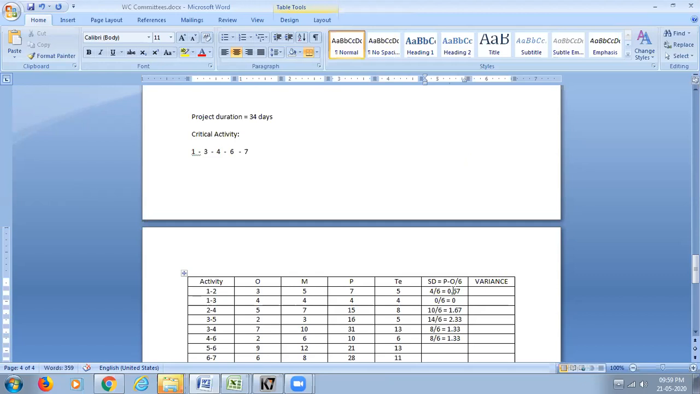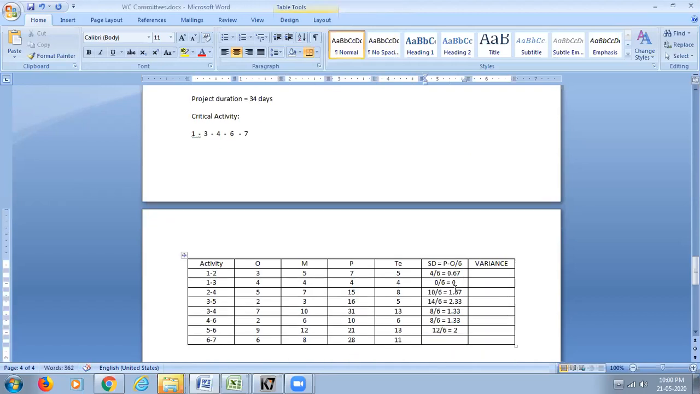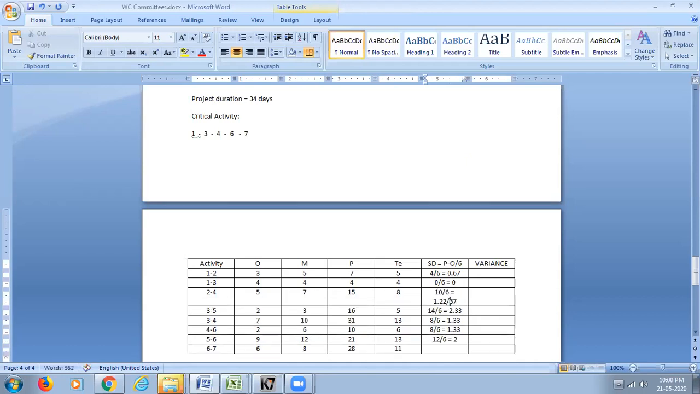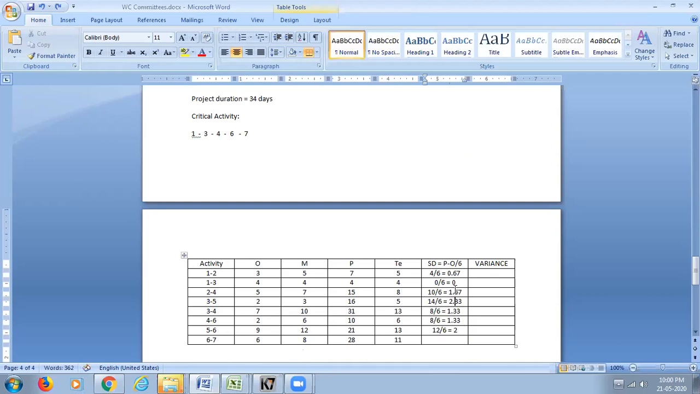Then you have 21 minus 9. 21 minus 9 is 12. 12 by 6 is 2. Then you have 28 minus 6 is 22. 22 by 6 is 11 by 3, which is 3.67.